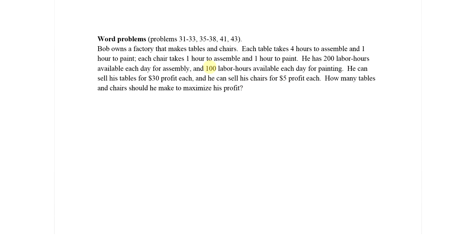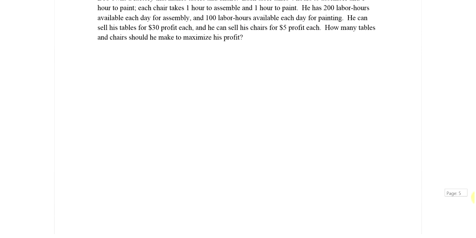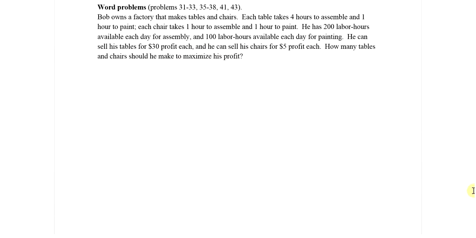So if we go back to 5.2's video, we actually set this up. How do you solve a word problem? You set up a table. So we need to know how many tables and how many chairs should he make. So 4 columns will turn out. Table, chairs, and totals. And we'll give them variables, x and y.